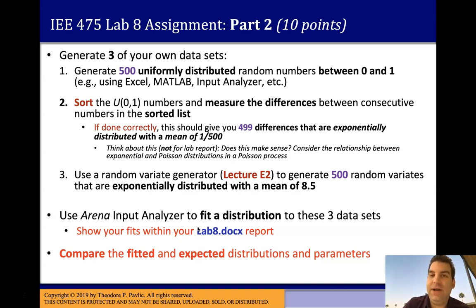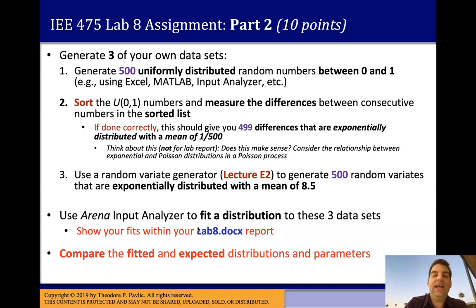I want you to think about this. This isn't for your lab report, but just think about why that happens. Why does sorting uniformly distributed random numbers and then taking differences between them generate exponentially distributed random variates?